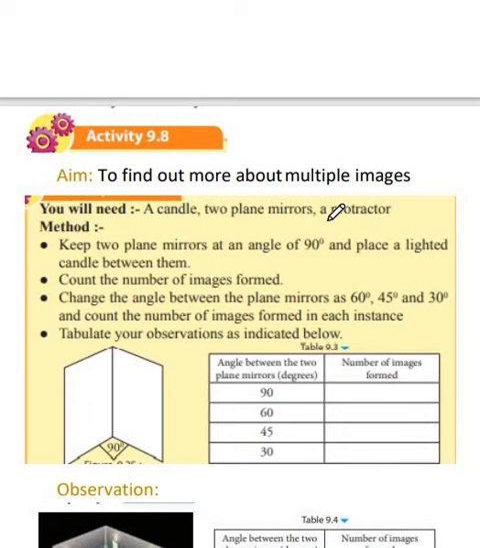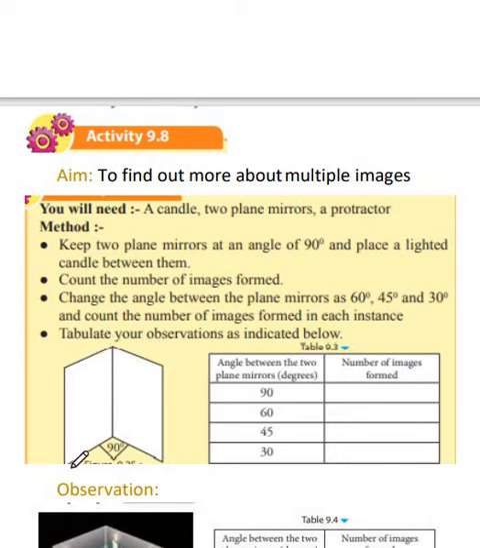Activity 9.8. So basically you're going to need two plane mirrors, a protractor and a candle. A protractor, you can get from a mathematical instrument box. It looks like a semicircle and it has various numbers mentioned on it, and you can use it to get the angle. If you do not know how to use a protractor, you can get help from your teacher or parents to do this activity at home.